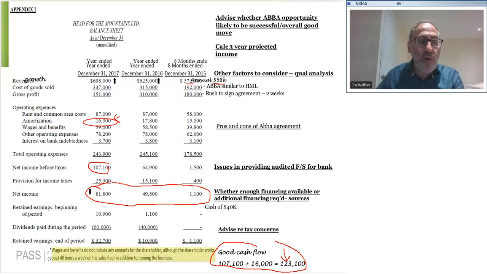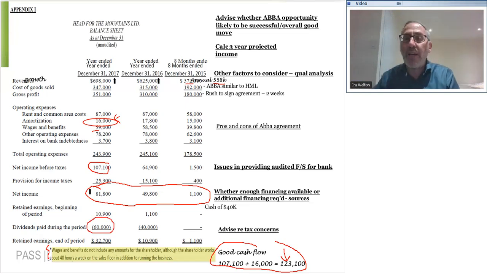Notice I also underlined the point at the bottom. It says wages and benefits do not include any amounts for the shareholder, although the shareholder works about 40 hours a week on the sales floor in addition to running the business. So guys, the first thing I noticed, I made a mental note of, is the wages don't include Susan's remuneration. It looks like Susan is remunerating herself through dividends.